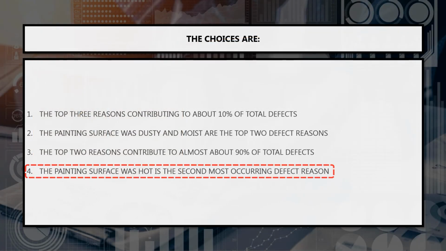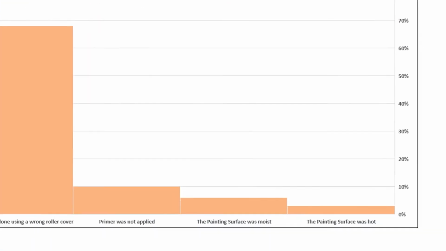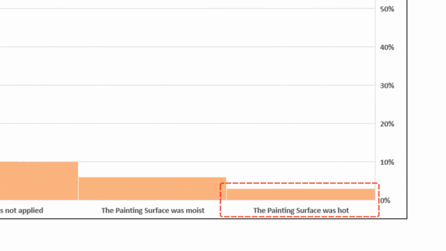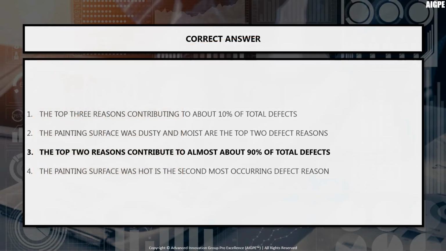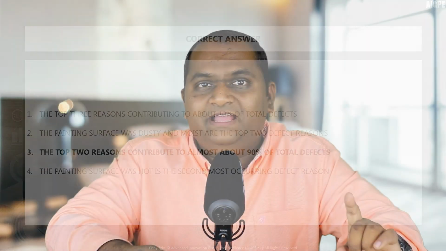The painting surface was hot is the second most occurring defect reason. This option, the painting surface was hot, is actually the last most occurring defect reason. So, this option is not correct. Thus, based on the Pareto analysis, the correct answer is option 3. And that's it. You have used a Pareto analysis to infer the results of your real life problem.